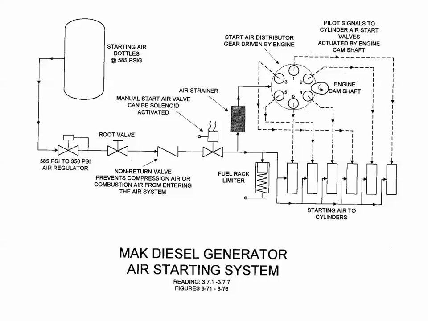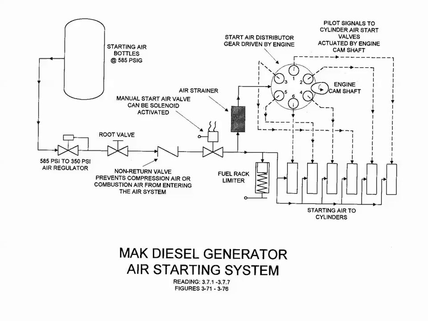You also know there's a fuel rack limiter. When you start a diesel engine, the governor is going to go to wide open. It's going to want to open the fuel rack to its maximum. That's because it's looking at 900 RPM and you're doing 0.